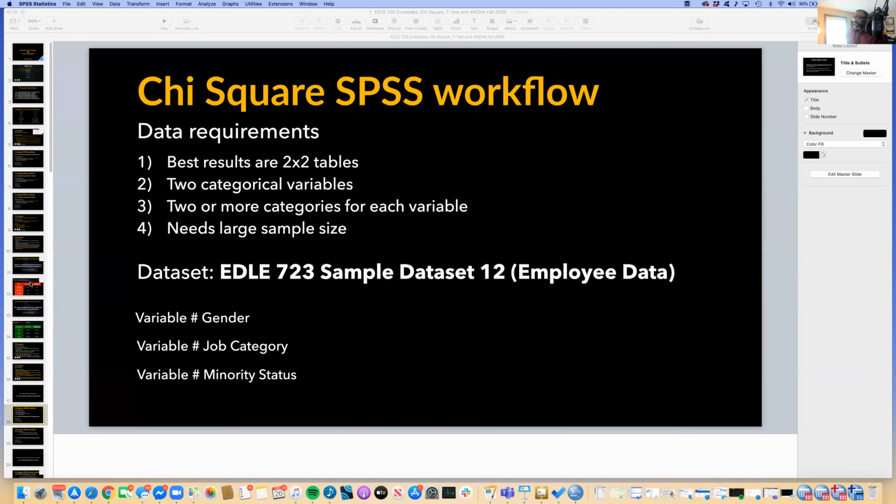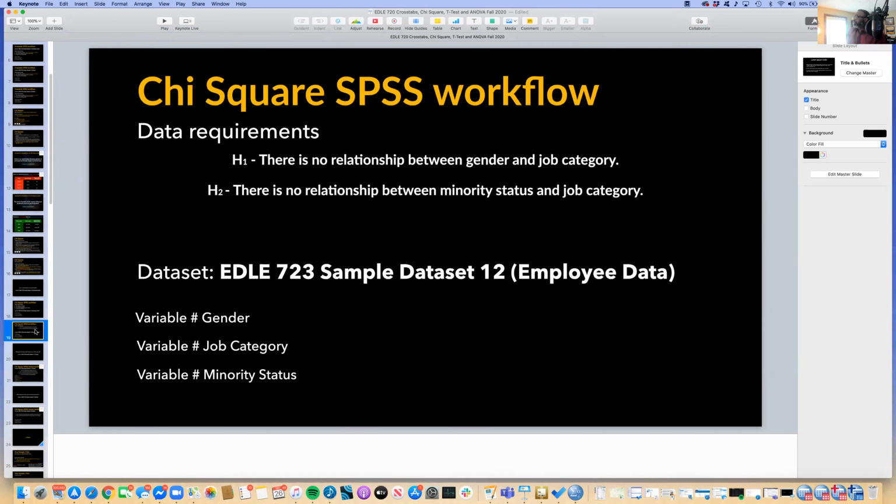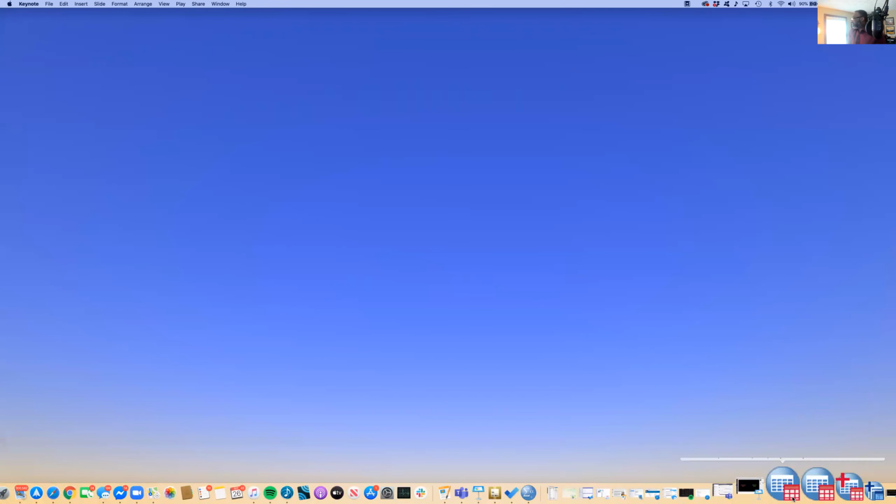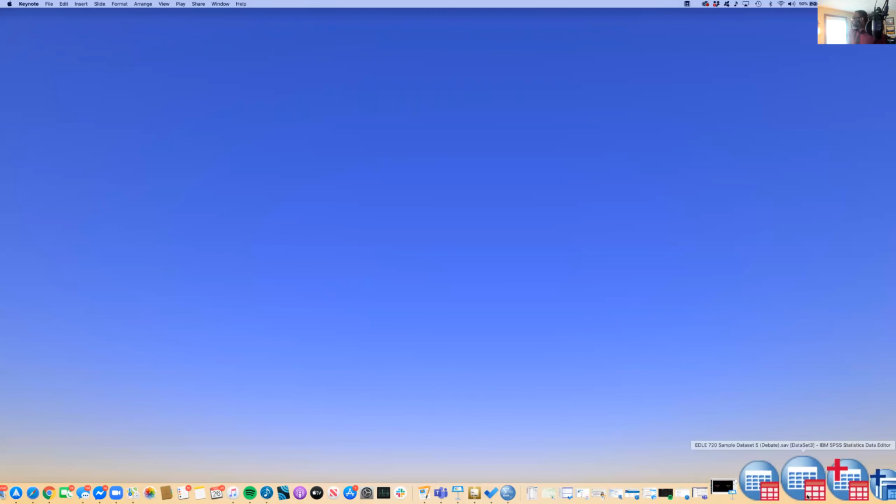So let's go on down and ask the next question, which is: is there a relationship between minority status, same data set, and job category? So we want to swap out independent variables here.